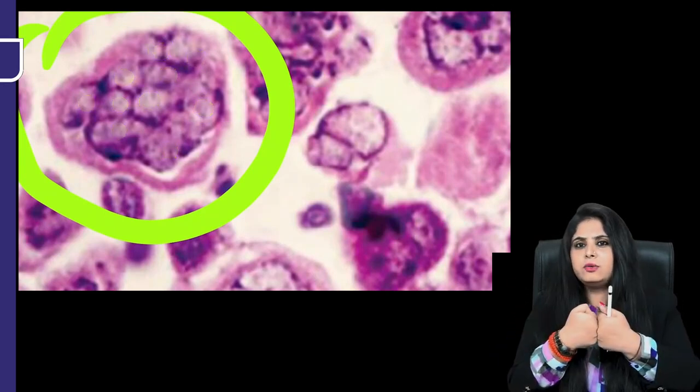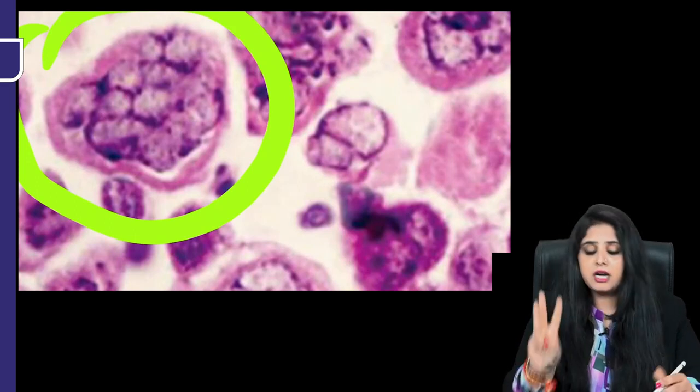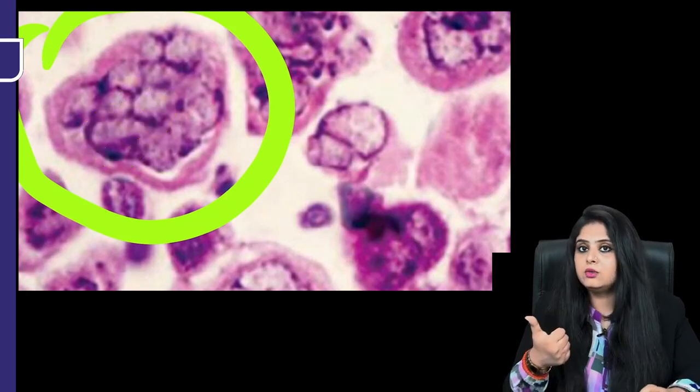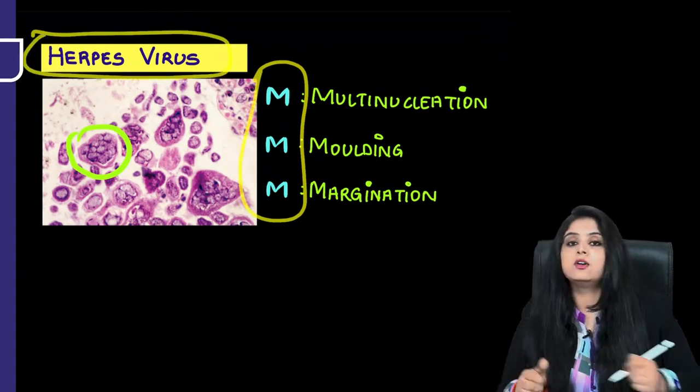Second, they are all stuck to each other, molding, they are changing each other's shape. The molding also understood. What is margination? The margins are very, very dark blue in color. So multinucleation, molding and margination, when these three M's are written, I'm going to think of herpes virus.